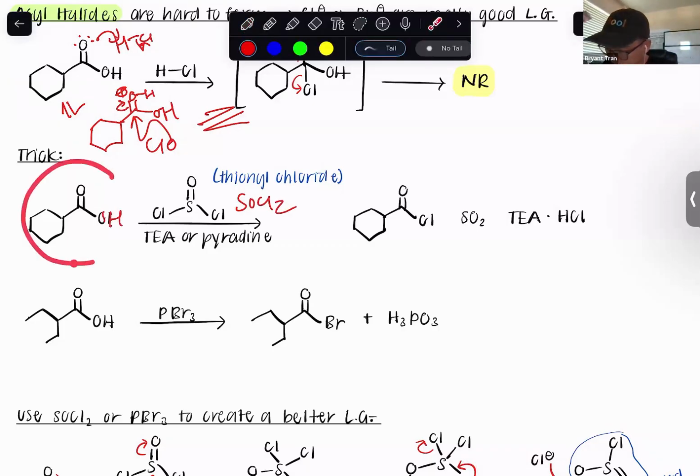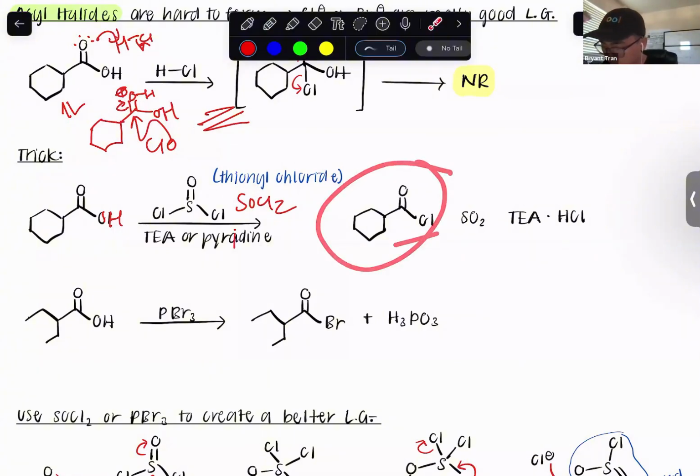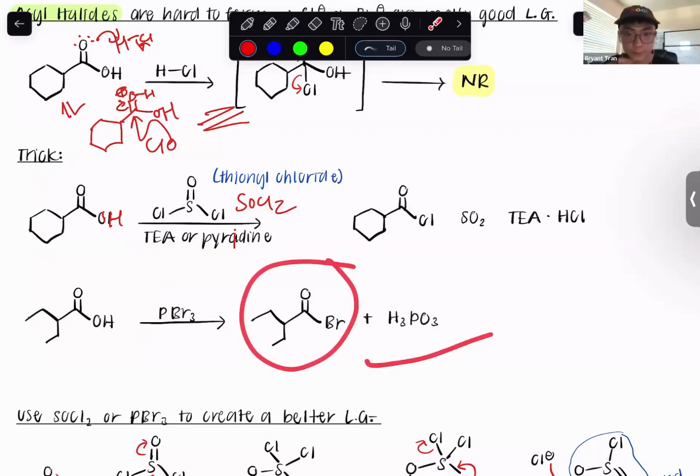If you have a carboxylic acid here and you react it with SOCl2 with a base like triethylamine or pyridine, you're going to get the acyl chloride if you want chlorine right there. And these are the side products. If you use PBr3, you're going to get the acyl bromide. Right there.